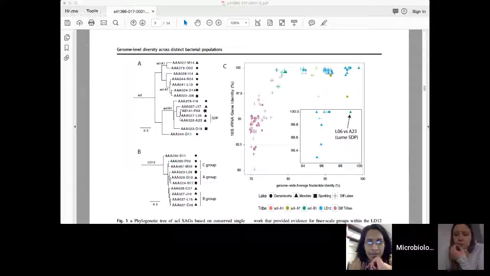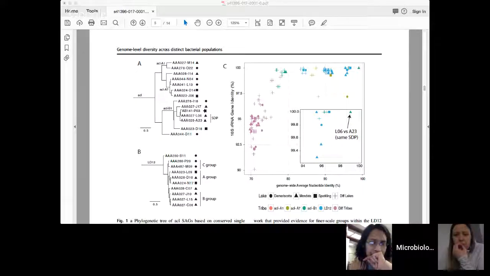And so I think for myself, because I think I lost track of this when I was reading it the first time, I had to remind myself that the first part of this figure, the A and B, those are conserved single copy genes. So I think that's gene content that's represented in everybody. And then, although I hadn't mentioned it before, the panel C, which is the one to the right that has all the delightful colors on it, is a plot of the genome-wide average nucleotide identity, I guess, against the 16S ribosomal RNA gene identity.